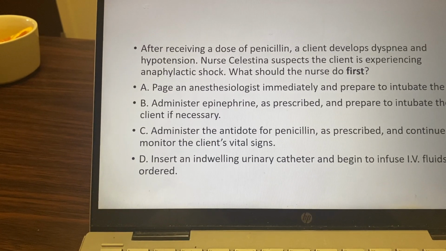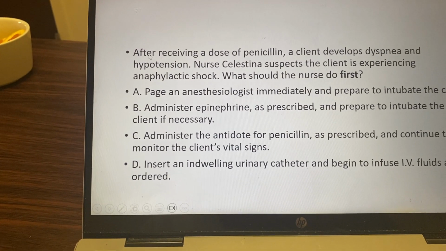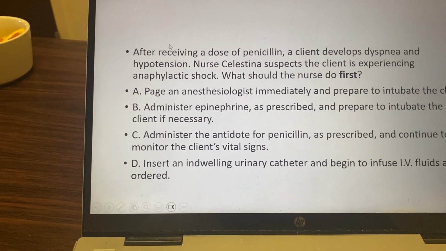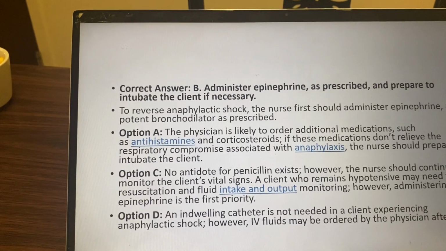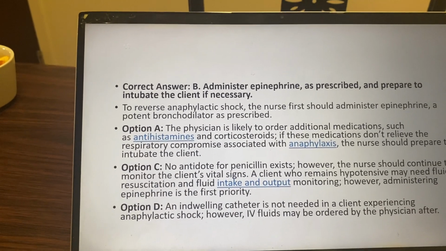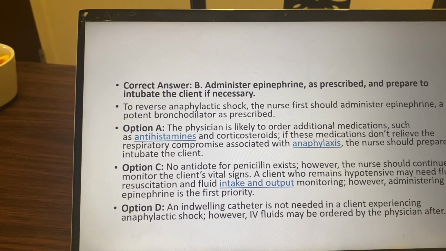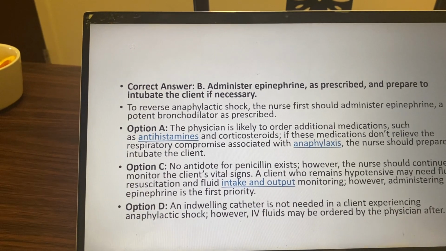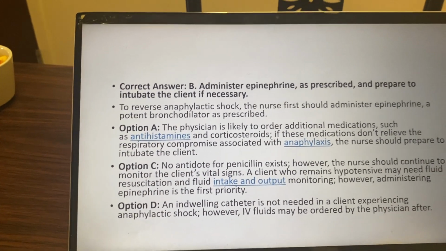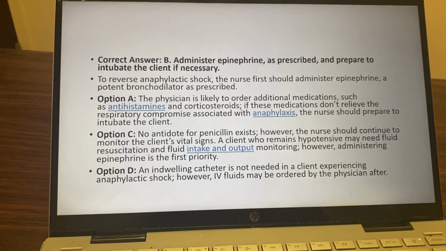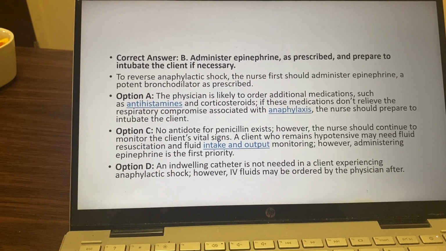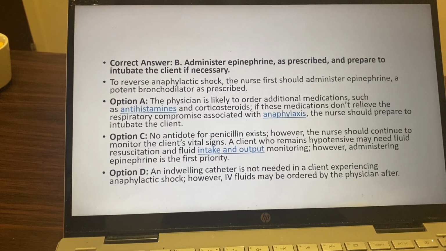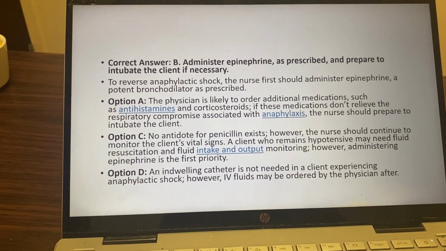Remember, always say your rationale before you actually go to the rationale for the question. And here we go. The correct answer is B, because it's a potent bronchodilator. Knowing how the body works, it is a catecholamine that is part of that fight-or-flight response, as well as it bronchodilates, right? It stimulates the heart also, right?